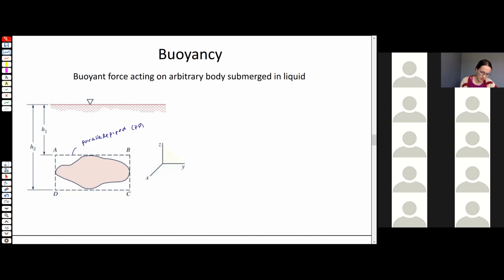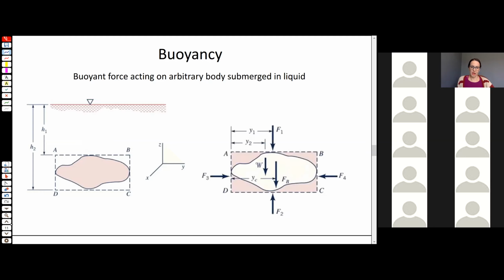And I've got to use the shorthand notation PP for the parallelepiped, otherwise it's going to be a lot of writing today. But let's just define a couple of things. So H1 is depth to top surface of the parallelepiped, and H2 is the depth to the bottom surface of the parallelepiped, right? And then one more thing: this V with a strike through is the volume of the body that's submerged. Okay, what do we do next?